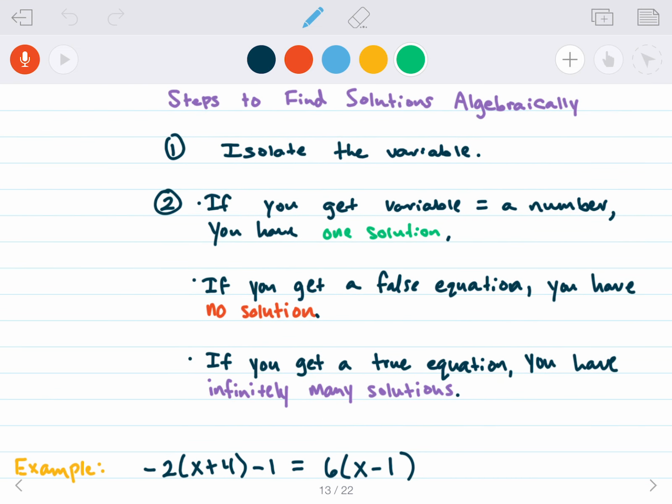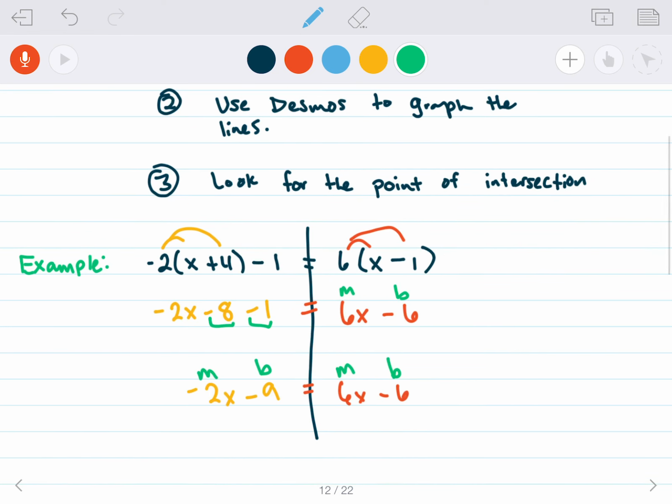Now, if you want to do it algebraically, you just solve the equation, just like we've always done. So remember, there are 3 different situations you could get. You could get one solution, where we get a variable equals a number. We could get a false equation. In that case, we would have no solution. And if we get a true equation, such as 2 equals 2, 3 equals 3, we have infinitely many solutions. So those are our three options. Now, in this option, we had one solution, right?